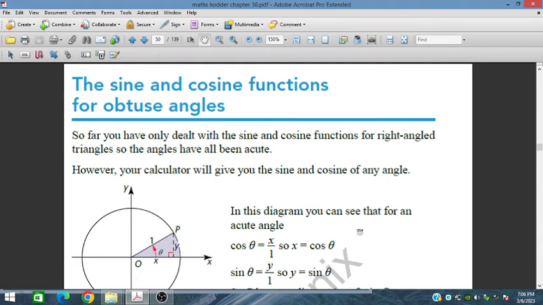Bismillahirrahmanirrahim. In this session, we will discuss sine and cosine functions for obtuse angles.